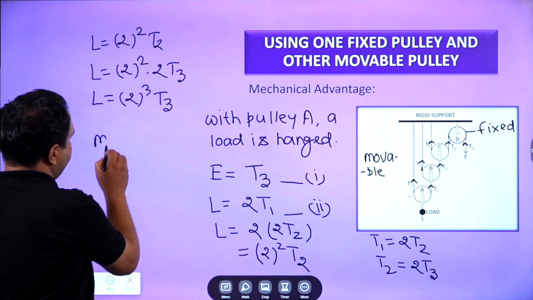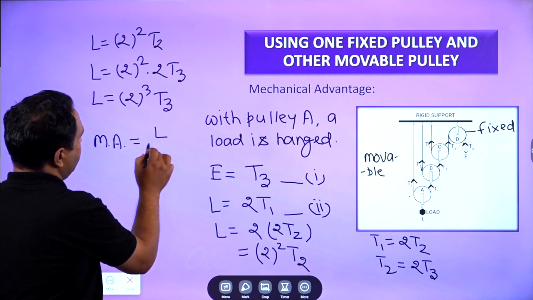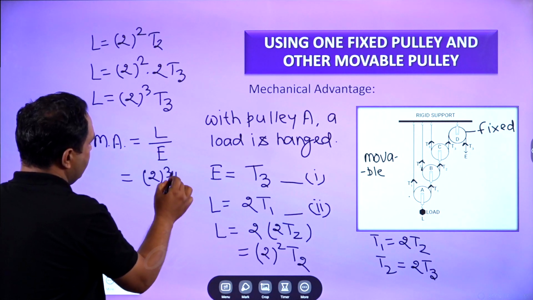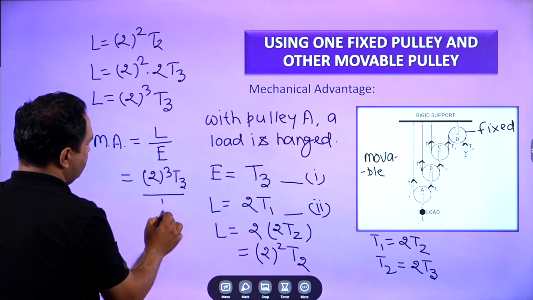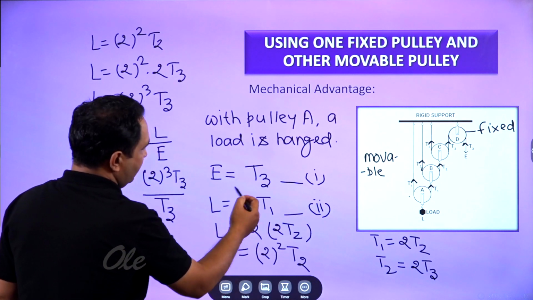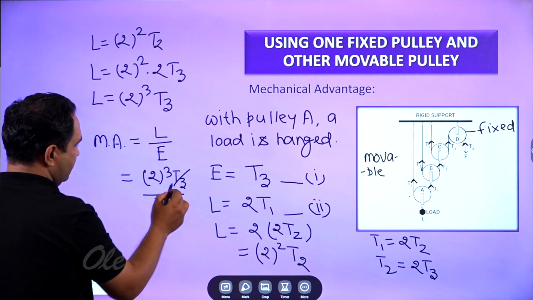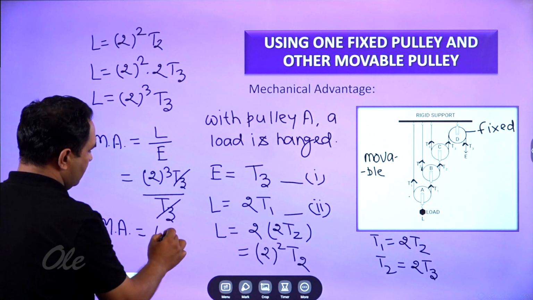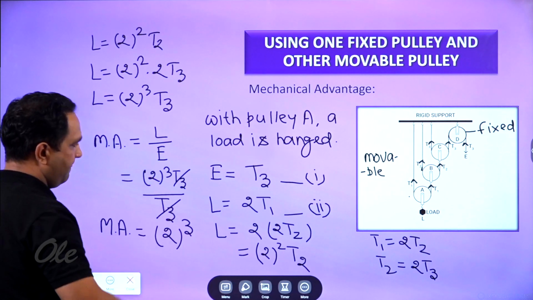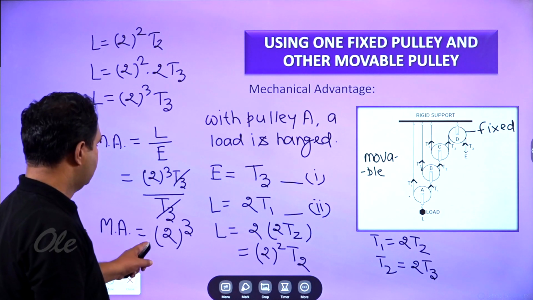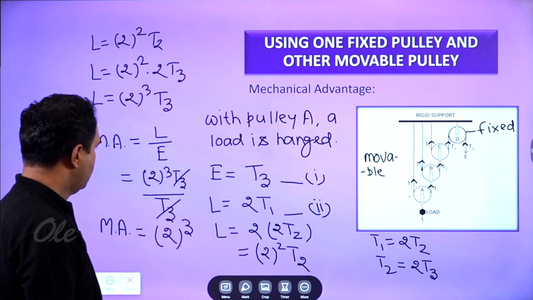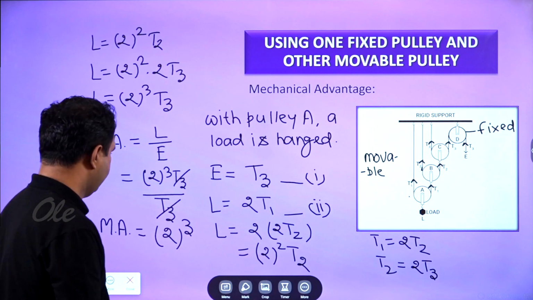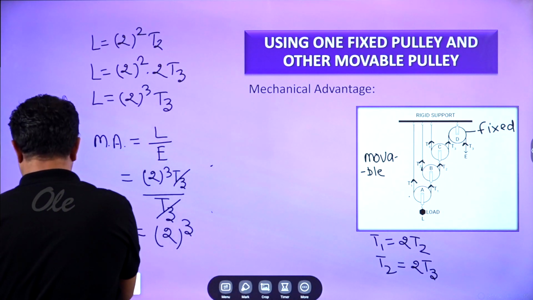Now what will be the mechanical advantage? It is equal to load upon effort. Load is equal to 2 to the power 3 T3 and effort is equal to T3. So T3 and T3 will cancel out. Hence, the mechanical advantage will be equal to 2 to the power 3. Now we will calculate the velocity ratio. What will be the velocity ratio? Let's see the value of the velocity ratio.